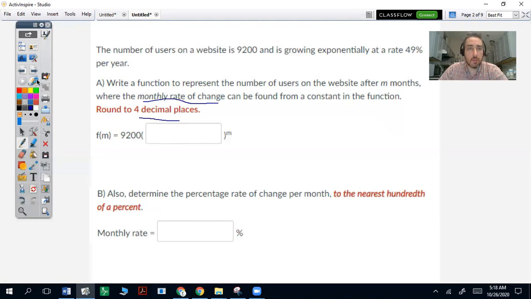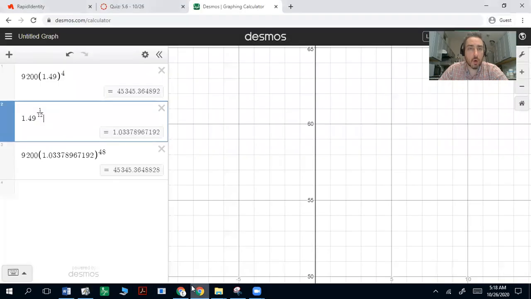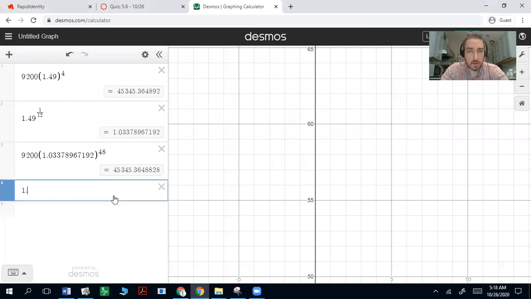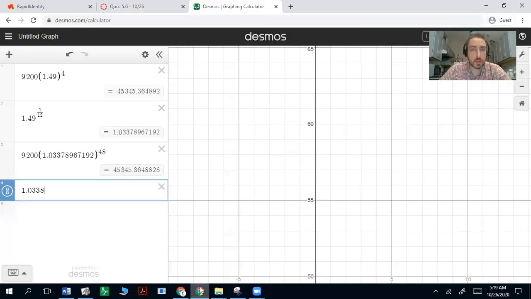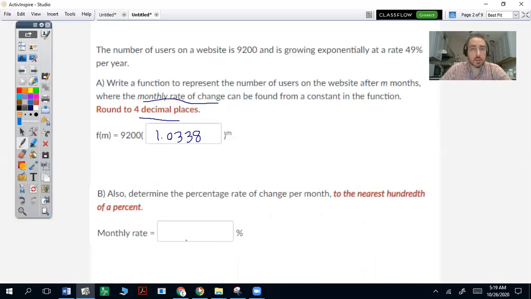So if I look at the number that I have calculated, 1.03378, I want to bump that 7 up to an 8. And that's going to be my number in the base. So in here, I would write 1.0338. So now let's talk about the percent rate of change per month.